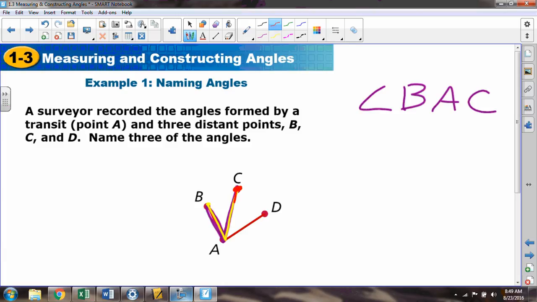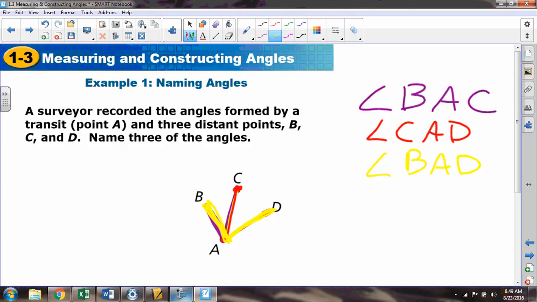C can connect down to A, which can connect up to D, so angle CAD. And we should identify one more. We could take the entire wide angle. What would this one be called? Angle B, then A, then D.